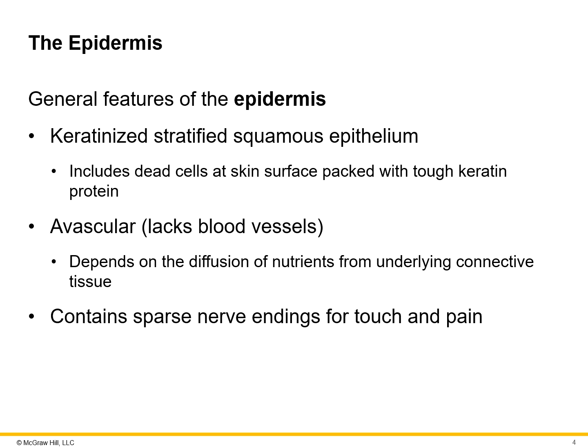Another characteristic, because it's an epithelial tissue, is that they are avascular, and they're going to depend on the diffusion of those nutrients from the underlying connective tissue. And there's also going to be some sparse nerve endings within the epidermis at that very deep layer, where we have some nerve endings for touch and pain.